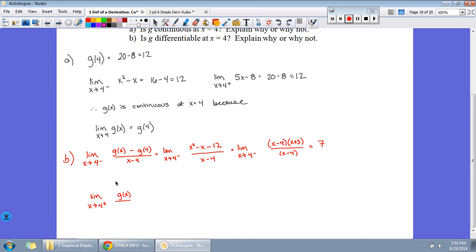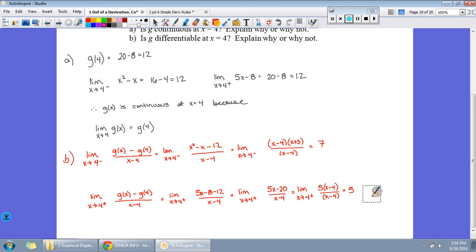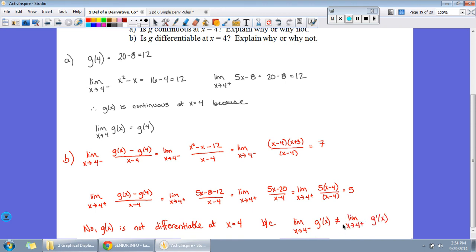For the right side limit, we're going to do the 5x minus 8 function minus g of 4 and combine like terms. When we factor out the greatest common factor from the numerator, we get x minus 4 over x minus 4, which divides to 1, so our derivative is 5 from the right. Therefore, g of x is not differentiable at x equals 4 because the limit from the left of the derivative does not equal the limit from the right of the derivative.